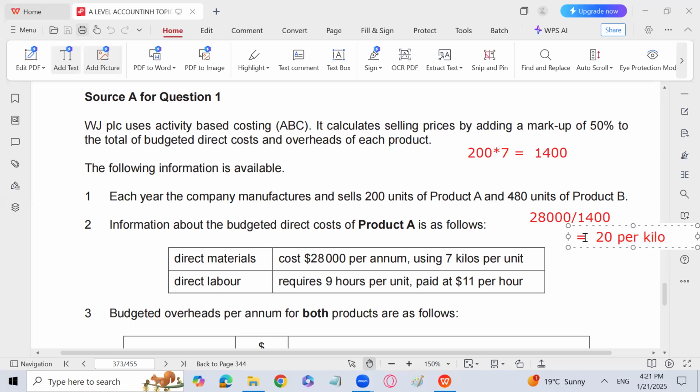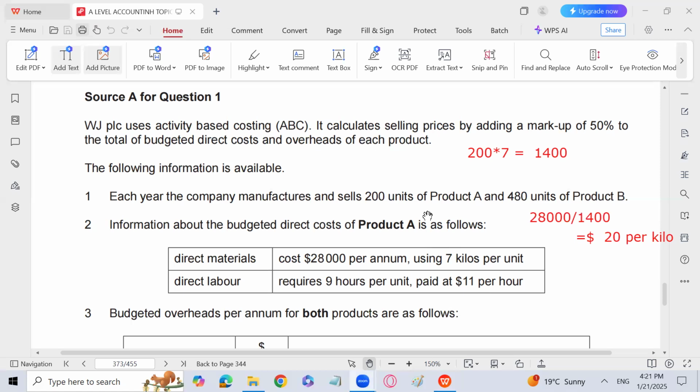It's not a requirement as such, but we still have to calculate it just to make our question easier. Then direct labor requires 9 hours per unit paid at $11 per hour. So that is quite easy. 480 into 9, we will get the total hours, into 11, then we will get the direct labor cost for product A. Whatever it is, 99 per unit is going to be.